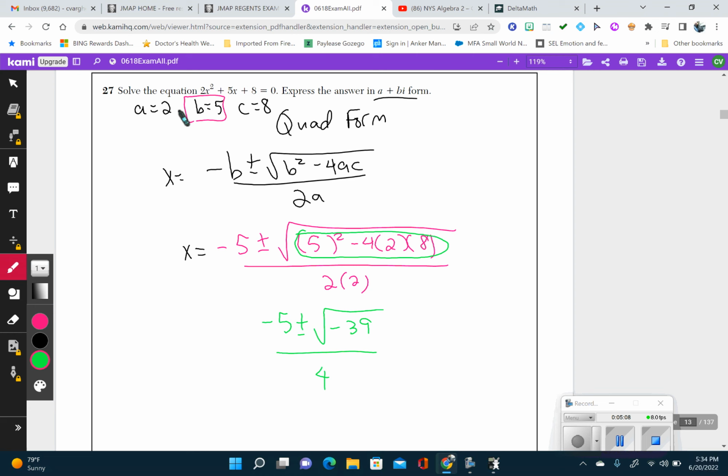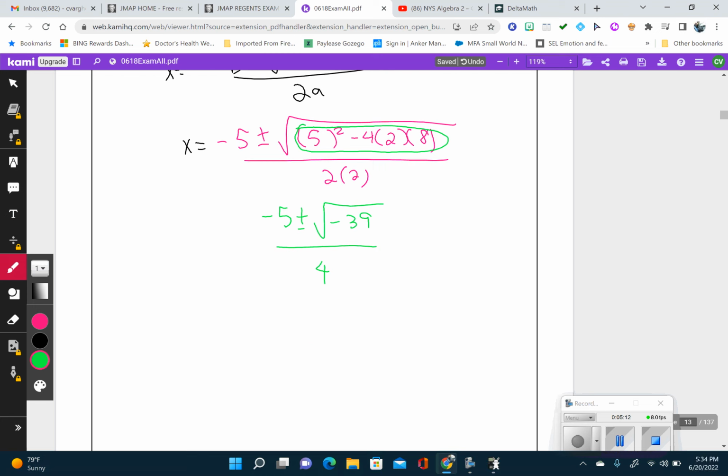Okay, so now I'm going to break this up. You see how it says in a plus bi form? So we're going to split this up. This is what I mean. You're going to do negative 5 over 4. So negative 5 over 4 is your a. Then you're going to put the plus or minus. And then you're going to put the b, which is this part right here.